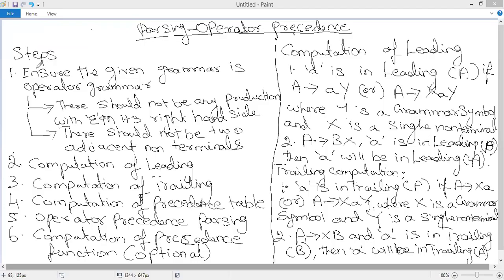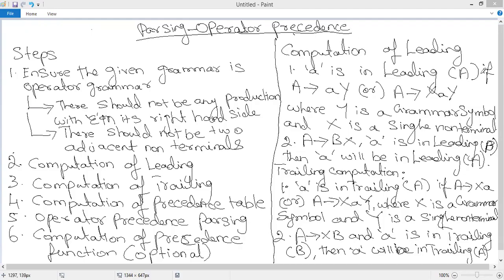The steps are: first, we have to ensure the given grammar is an operator grammar or not. These are the two major rules to check whether the grammar is an operator grammar or not. The first is there should not be any production with epsilon in its right-hand side. So there should not be any epsilon production in the right-hand side of the production rule. And the second is there should not be two adjacent non-terminals.